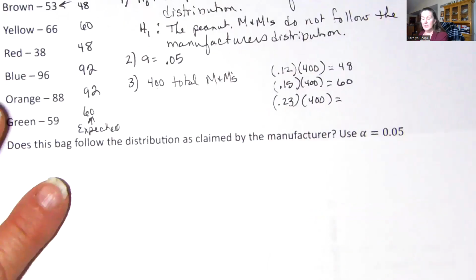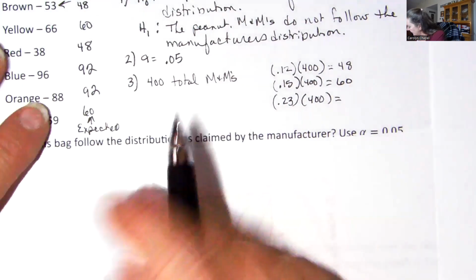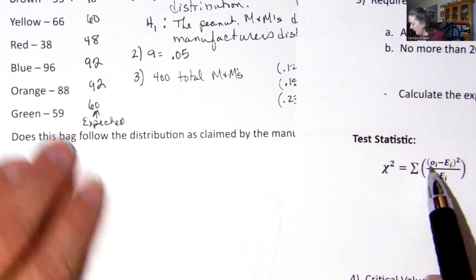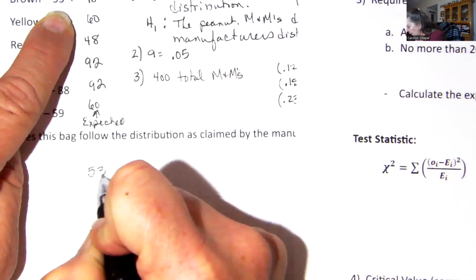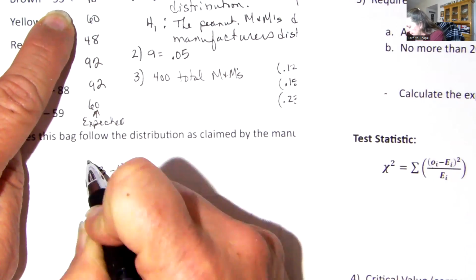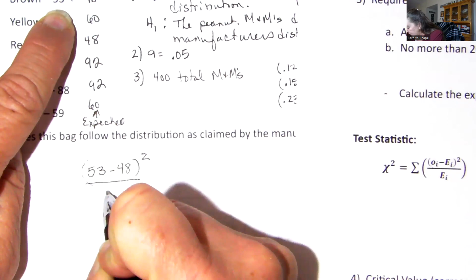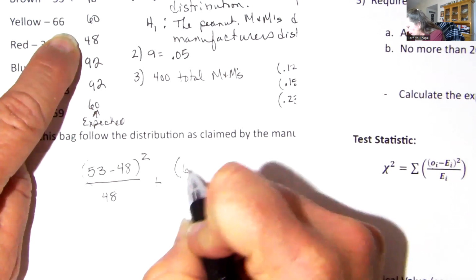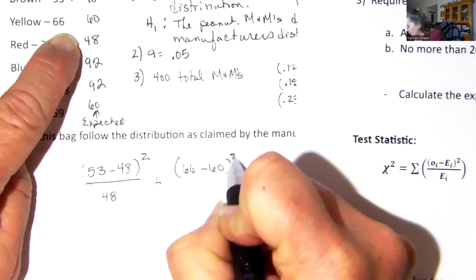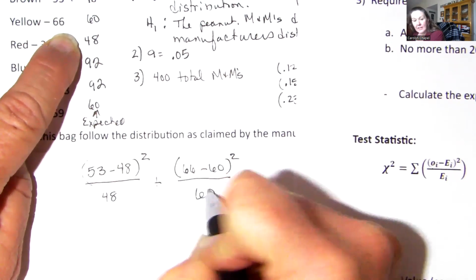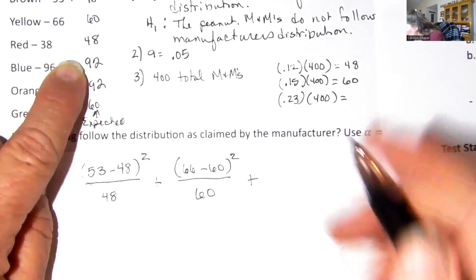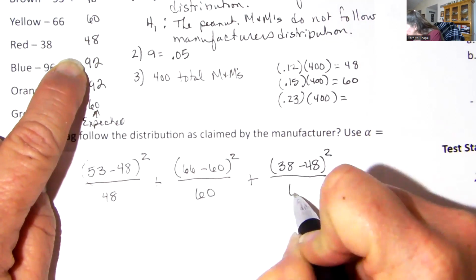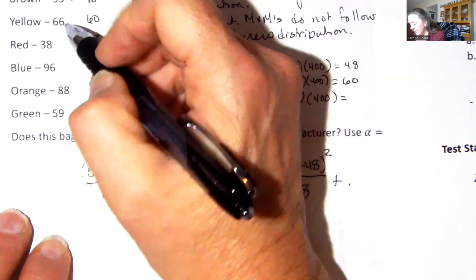So now if I were going to be calculating my test statistic, I have to take my observed value. So here's my formula. That was my 53. We need to subtract off the 48, square that, and then divide that squared number by the 48. We will do this again for the next one. Notice I'm going to be adding all of these together. I'm not going to do all of this, but we do each piece. So we would do that all the way down the line.